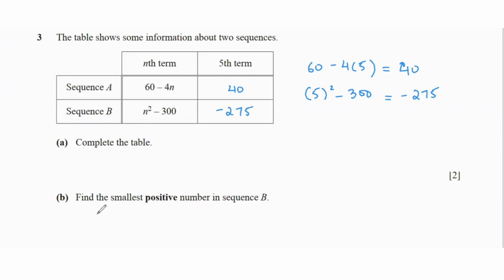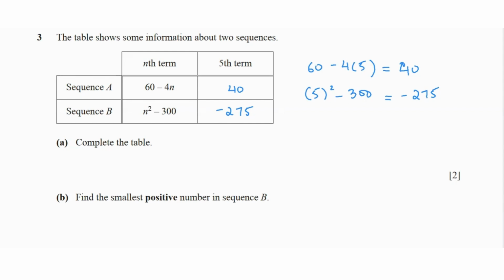Part B says find the smallest positive number in sequence B. So for the smallest positive number, the n squared value has to be greater than 300. For this, you'll just have to use trial and error. You'll have to use different numbers and square them to see which one gives a value greater than 300. So if I start with 15 squared, now 15 squared is 225. 225 minus 300 will be negative.